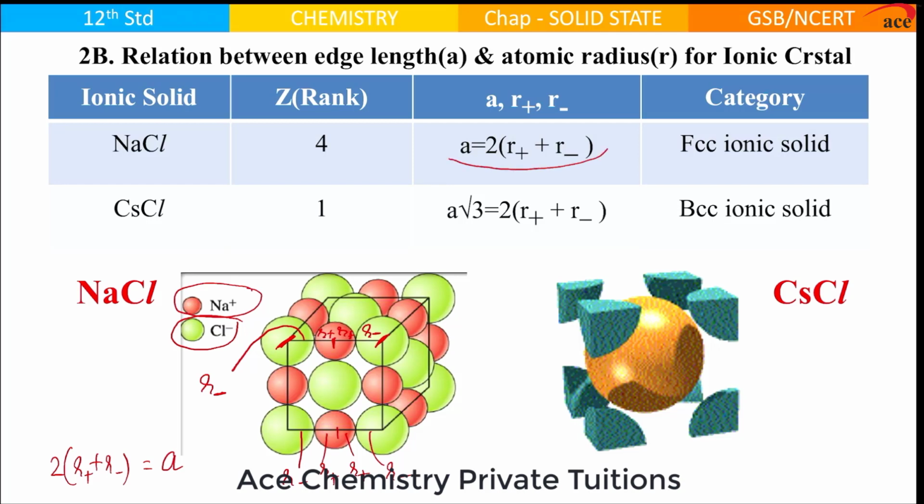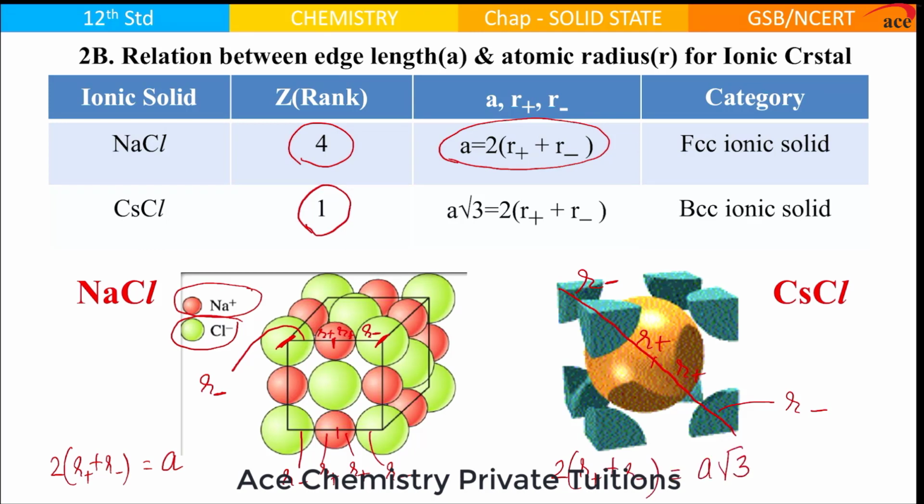In this case, the formula is a = 2(R+ + R-). Rank for NaCl is 4. If you see cesium chloride, rank is 1, and if you go across the body diagonal, then what is this value? This is R-, this is R+, this is R+, this is R-. That means 2(R+ + R-) = a√3. This is the formula for cesium chloride solid.